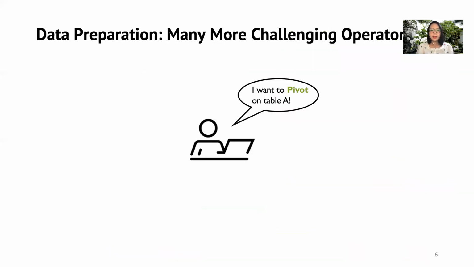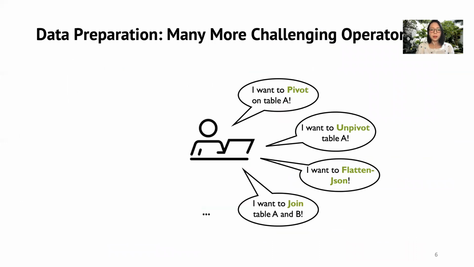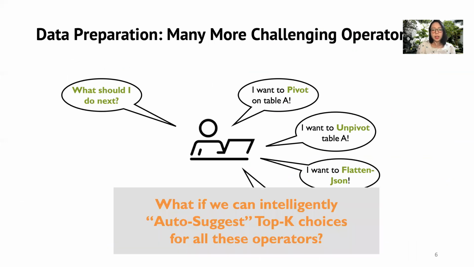In the broad context of data prep, there's a large number of challenging operators like pivot, unpivot, flatten JSON, etc. And beyond the single operators, sometimes users also want to ask questions like, what can I do next about my data? So what if we can intelligently auto-suggest the top k choices for all these operators? That, in a nutshell, is the premise of this work.